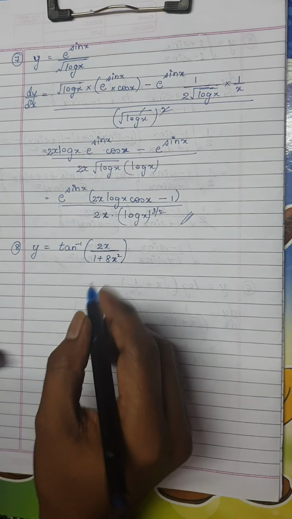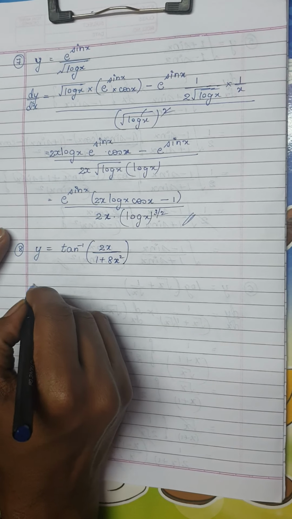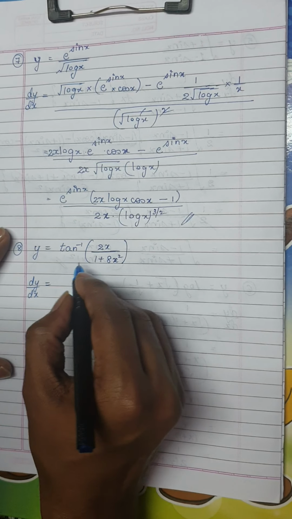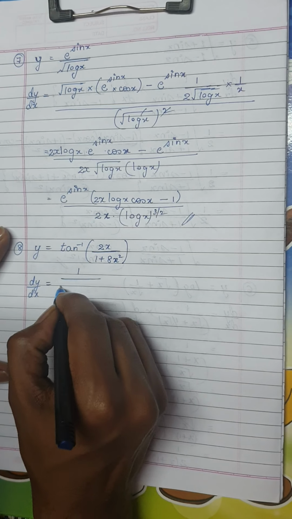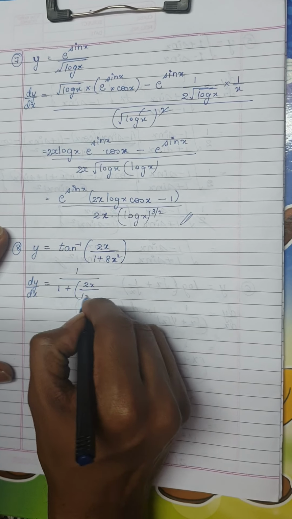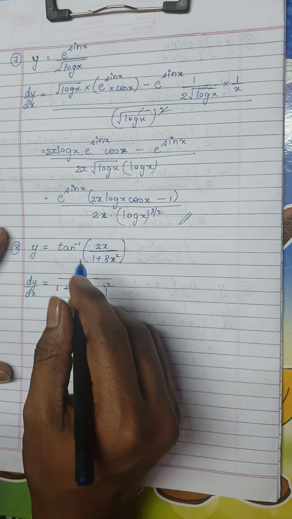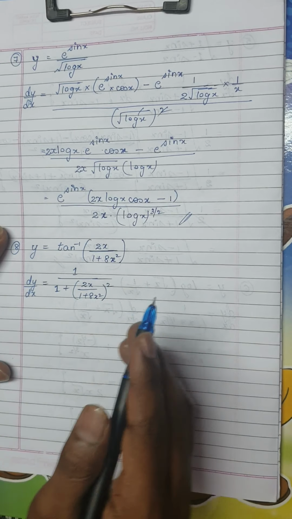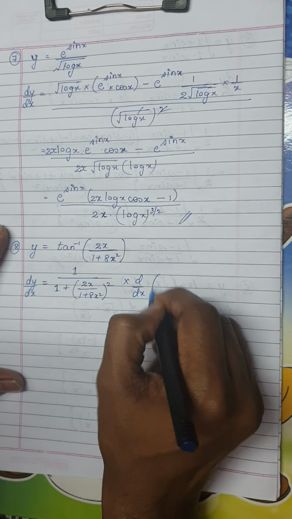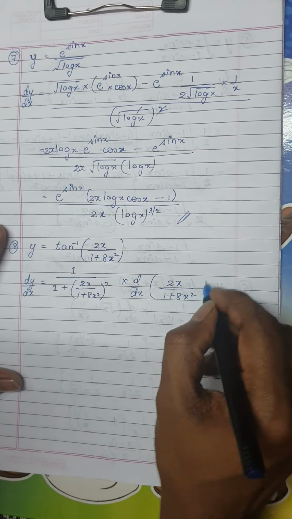Let's go through one of the challenging questions here. I have y is equal to tan inverse of 2x divided by 1 plus 8x square. So dy by dx is nothing but, now we know the derivative of tan inverse of x is nothing but 1 divided by 1 plus x square, that is, f of x square, that is 2x divided by 1 plus 8x square whole square, isn't it? So 1 divided by 1 plus x square is the derivative of tan inverse of x, into, we have to differentiate, into d by dx of this term, 2x divided by 1 plus 8x square.